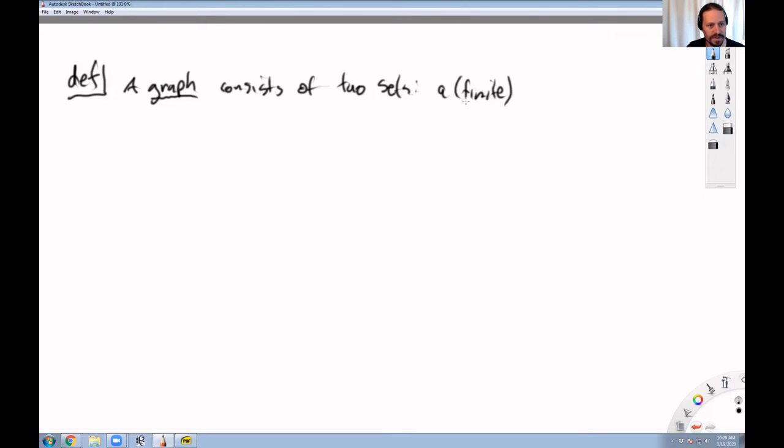I'm putting finite in parentheses because this isn't actually required. There is the notion of an infinite graph, which may come up. That's not the focus of this class, but there's some wild stuff that happens when you do allow that. So most of the time, we'll be working with finite objects here. Okay, so a finite set of vertices, denoted with the set V here.